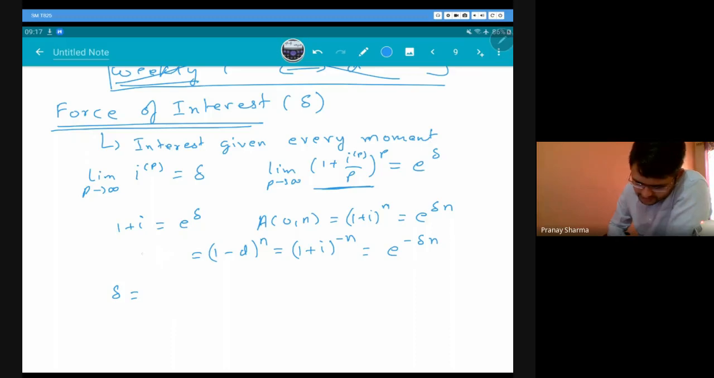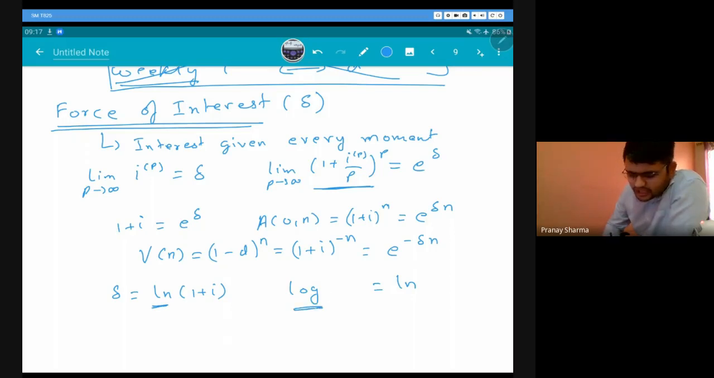This was okay, my mistake. This should be v^n, not v(0,n). So delta would be log of 1 plus i. Now log in our course, whenever they write log, it means log to the base e. Log to the base e is nothing but natural log, that is ln. Now I always write ln even though our book writes log.